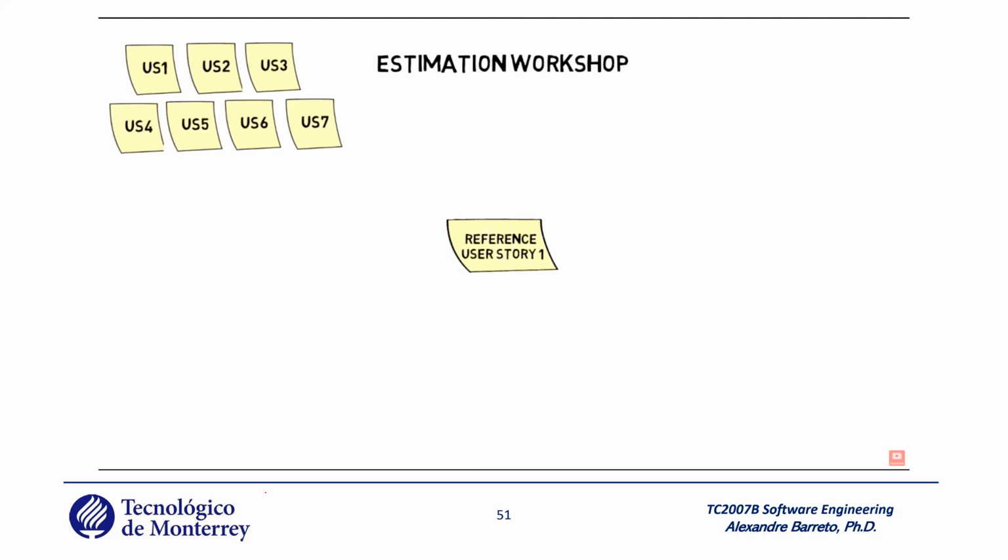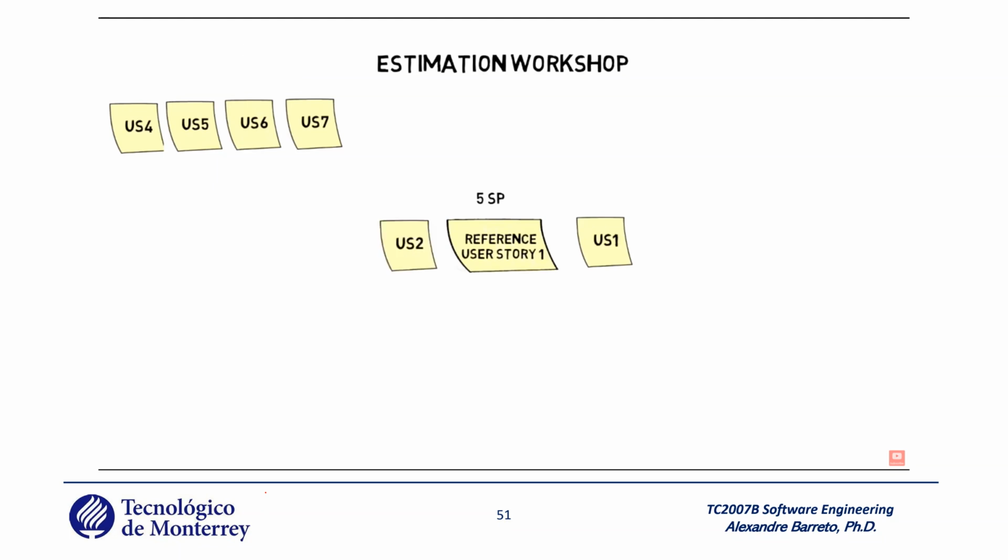So the team will give the reference story a number from the Fibonacci sequence. Then, they will take the other user stories one by one and each time ask, does this user story require more effort than our reference story? If it's the case, they put it after that user story. Or they ask, will it be less effort than the reference story? And if it's the case, then they put it before.